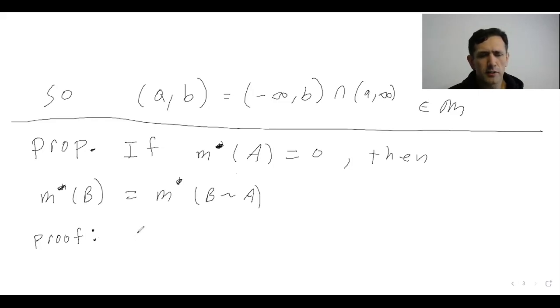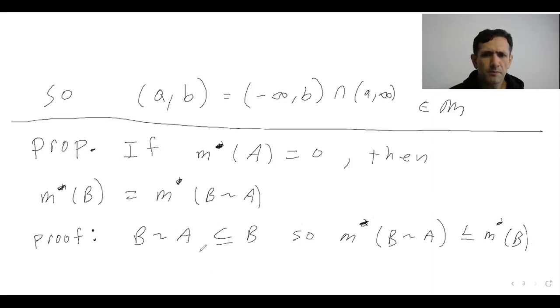One direction is kind of trivial in the sense that certainly B take away A is a subset of B. So let's use the monotonicity property, which says that whenever I have something as a subset of something else, the outer measure of the possibly smaller set is less than or equal to the outer measure of the possibly larger set. So that proves essentially half of this. The other half is not much harder.